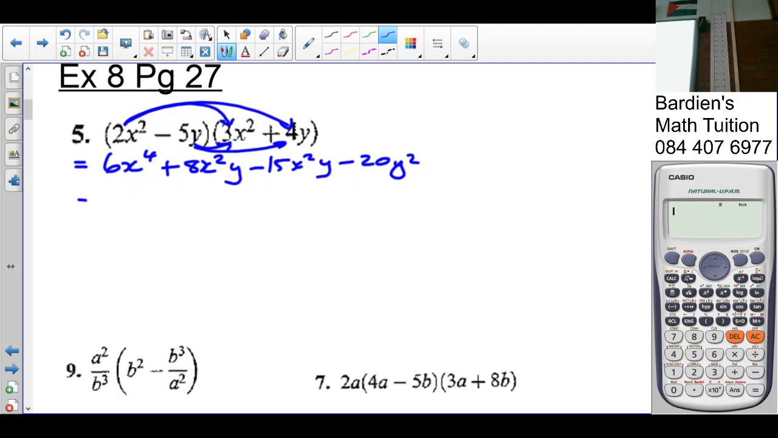So what do we do now? Add like terms, which is those two in the middle. Give me 6x^4, 8x^2y minus 15x^2y. Negative 7x^2y minus 20y^2. Just let me know if the answer I gave you isn't the same. Okay? Who else got this wrong?